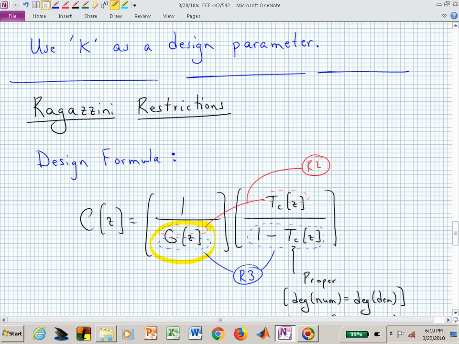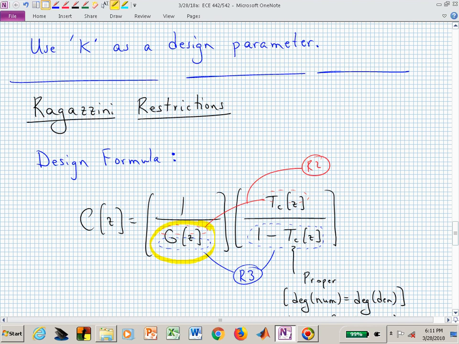And we're trying to avoid that in the design process in this design formula, this controller design formula. We want those cancellations to occur here so that capital C of Z, our controller, won't be stepping on or trying to cancel those unstable poles and zeros in G of Z when we start to implement this controller.